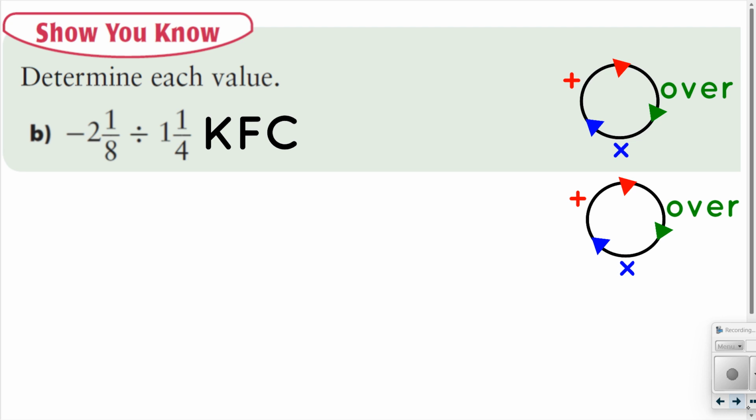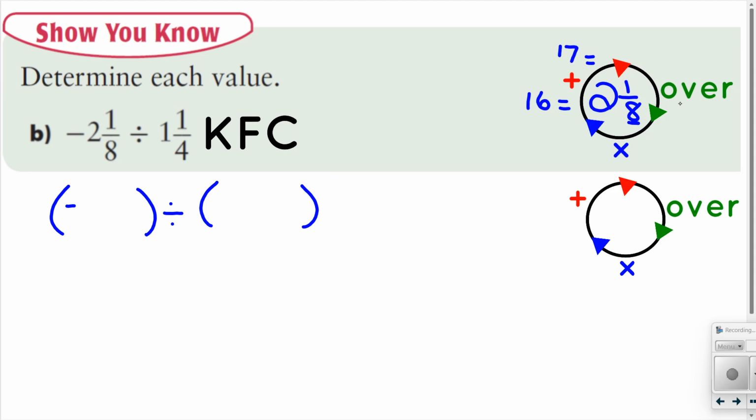Okay, let's look at this. So I have a negative fraction and I'm dividing that by a positive fraction. I'm going to first of all switch my mixed numbers to improper fractions. So the negative stays there. Let's switch 2 and 1/8. So starting with my denominator, I do 8 times the big number, 2 is 16, and then take 16 and add the numerator. So 16 plus 1 is 17, and place 17 over 8. So it'll be 17 over 8.